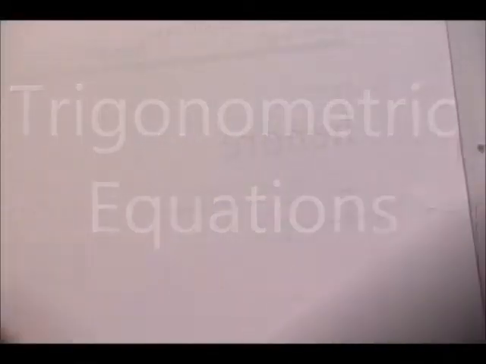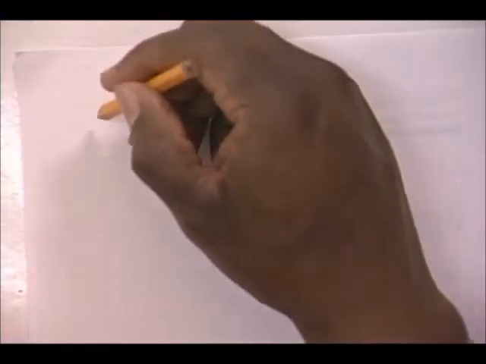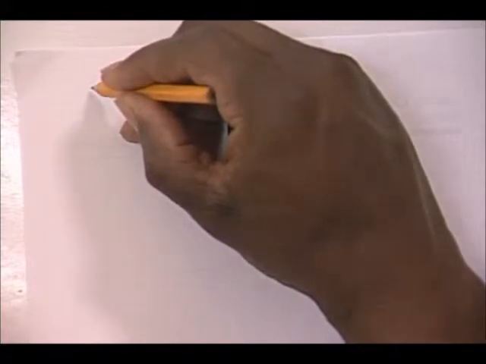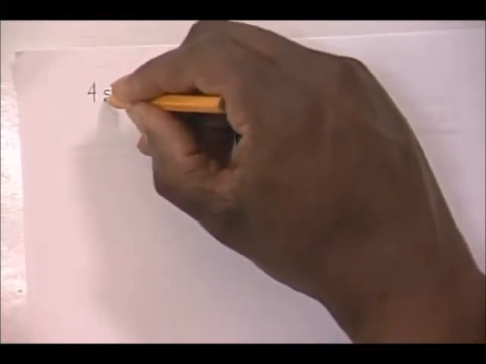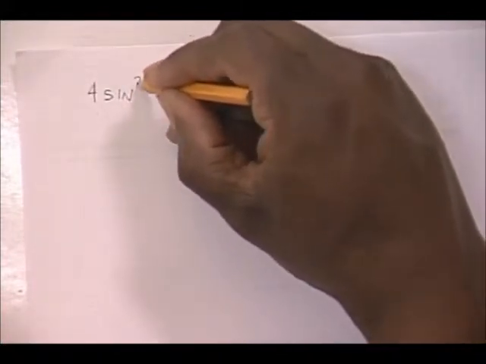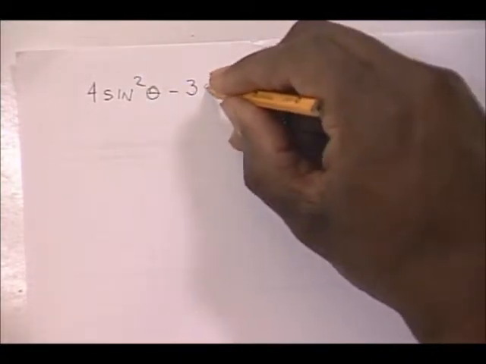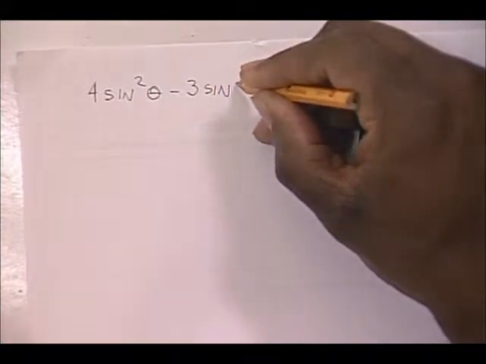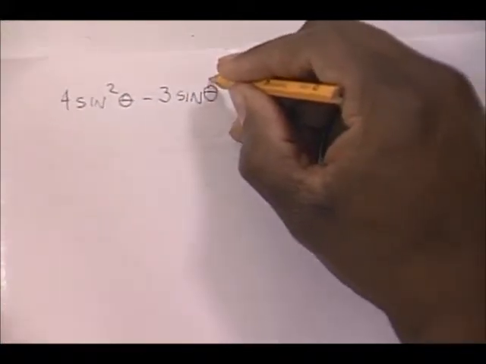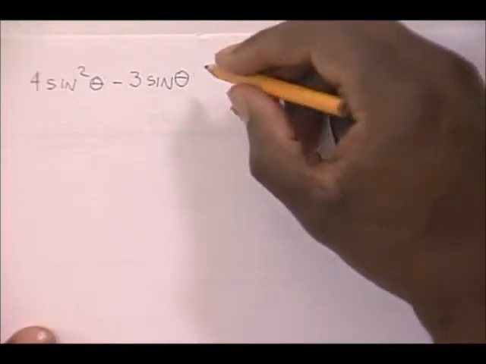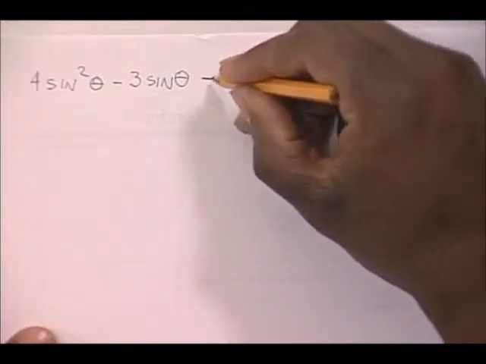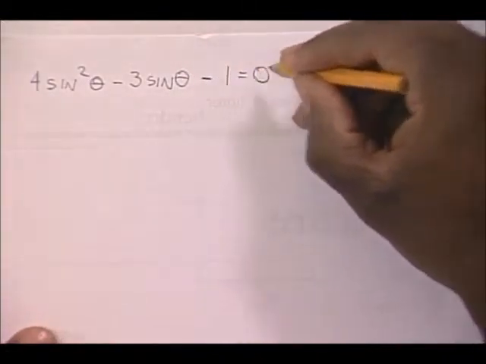We've got an equation, 4 sine squared theta minus 3 sine theta minus 1 is equal to 0.